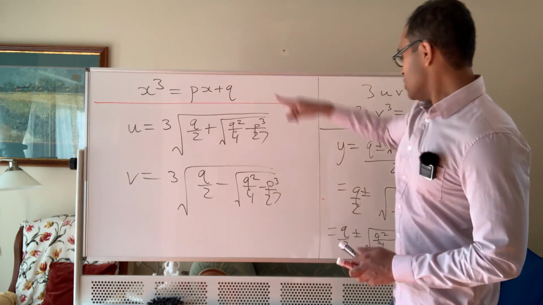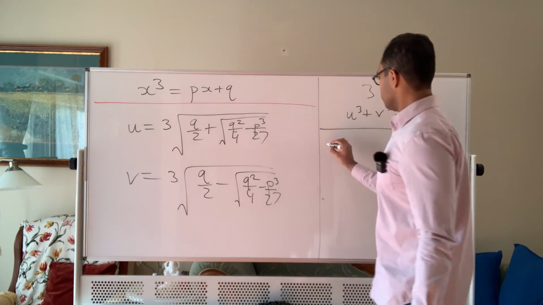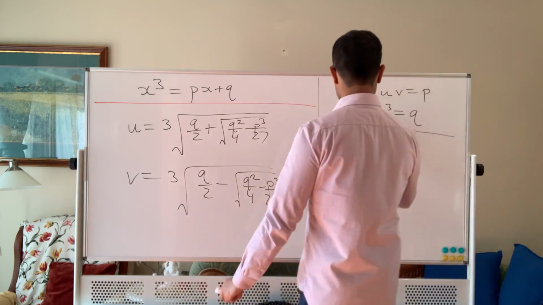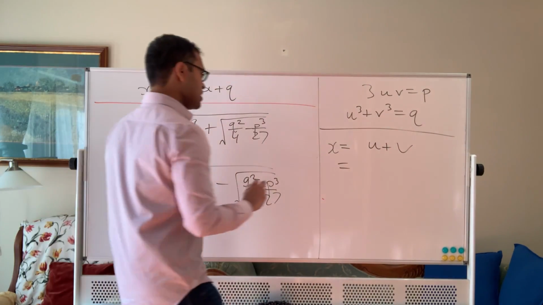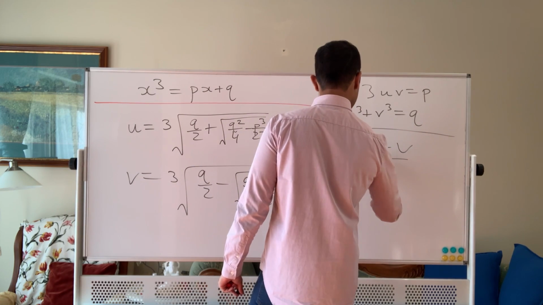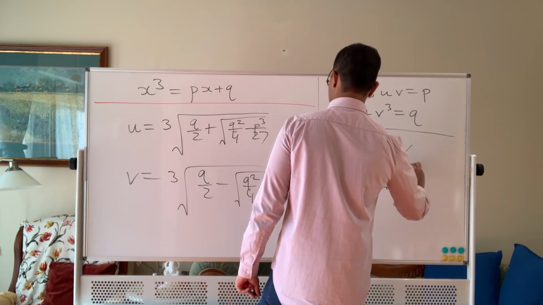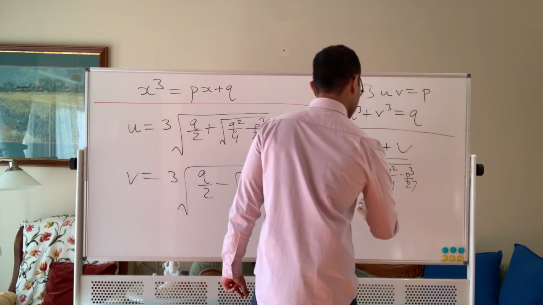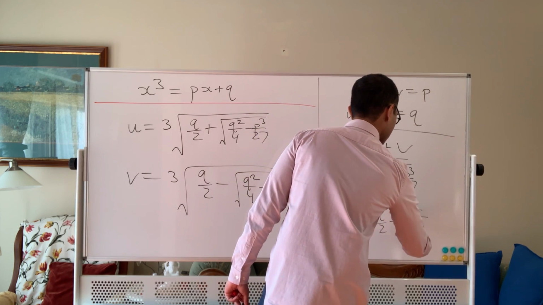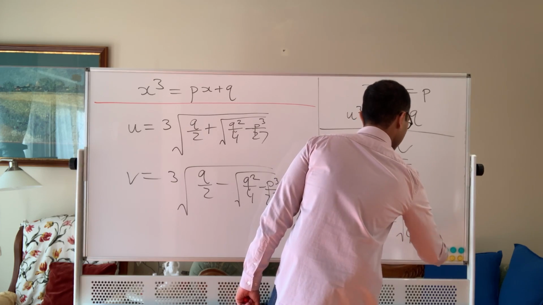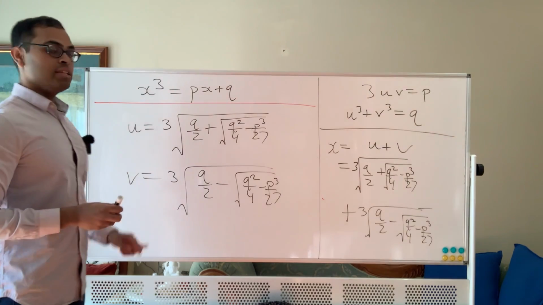So our x, our original solution to our depressed cubic, is going to be the following. Our x is just going to equal u plus v, because that's what we set our x to be in the beginning, which is going to equal the cube root of q over 2 plus the square root of q squared over 4 minus p cubed over 27, plus the cube root of q over 2 minus the square root of q squared over 4 minus p cubed over 27. Okay, so that's going to be x, and that's a solution to our depressed cubic.